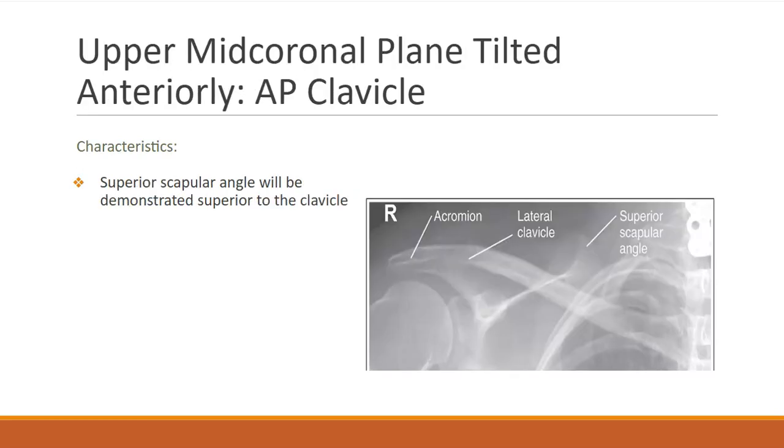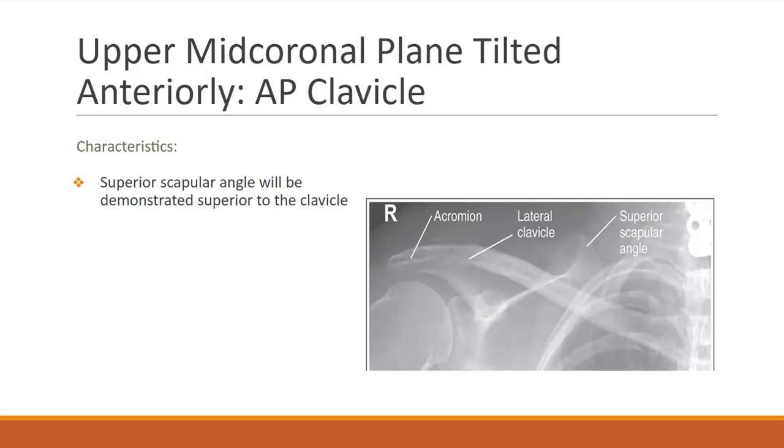We have discussed the importance of a mid-coronal plane being parallel with the IR when we are doing projections of the chest, T-spine, shoulder, any of these type of things. So this is applicable here as well. If you want a true AP projection, we need to ensure that the superior scapular angle is in line with the mid portion of the clavicle.